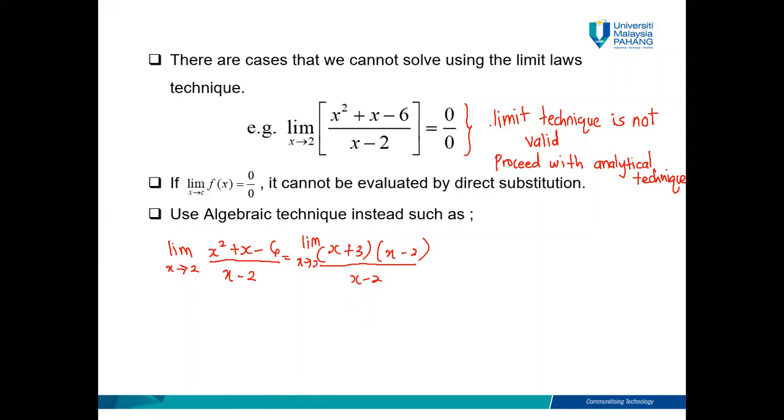x approaches to 2. Okay, limit of x plus 3, x minus 2 over x minus 2 when x approaches to 2. Kalau you tengok sini sebab dia darab, so you can cancel off x minus 2, so becomes limit of x plus 3 when x approaches to 2. So substitute 2 plus 3, bila you substitute baru limit notation hilang. So the answer is 5.